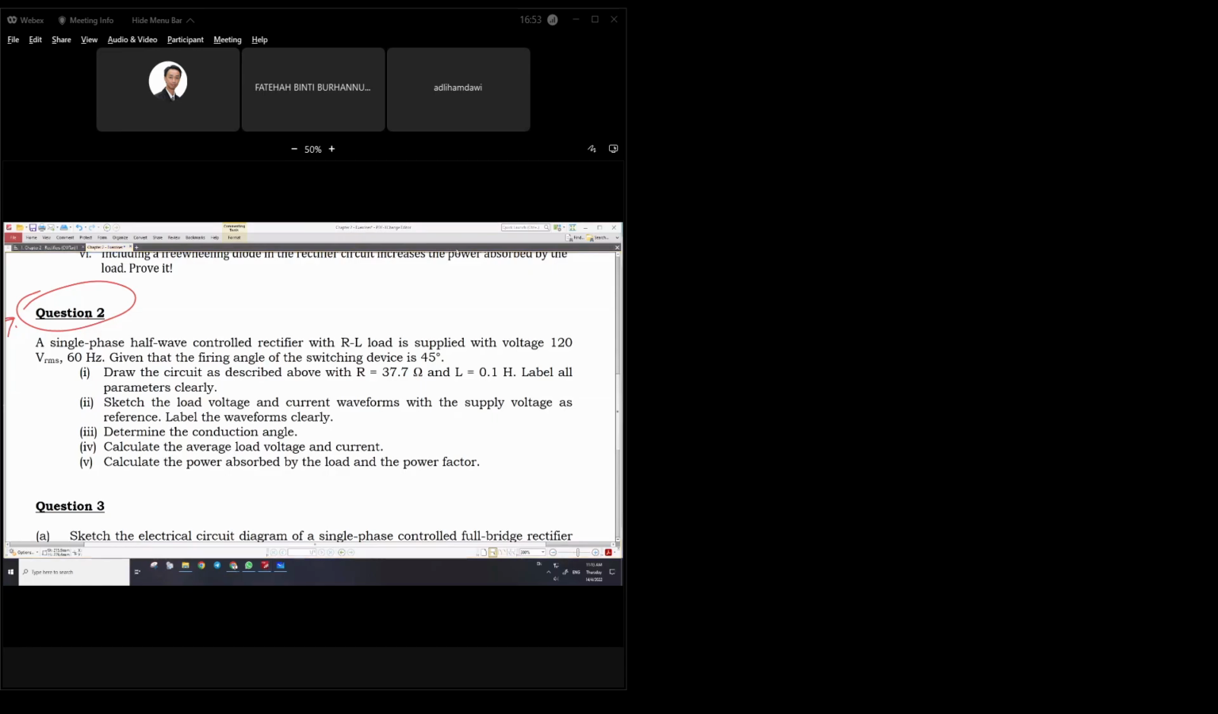Rectifier with RL load. Supply with 120 VRMS, 60 Hz. Firing angle 45 degrees.